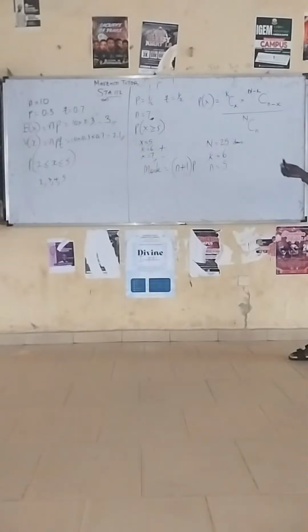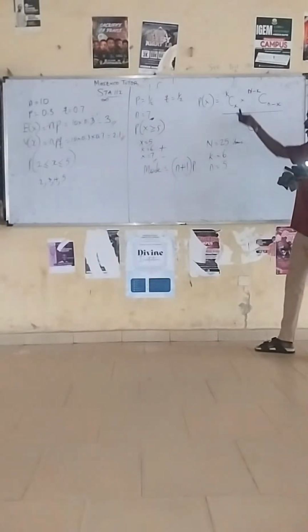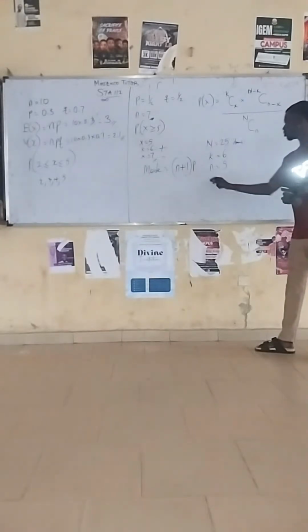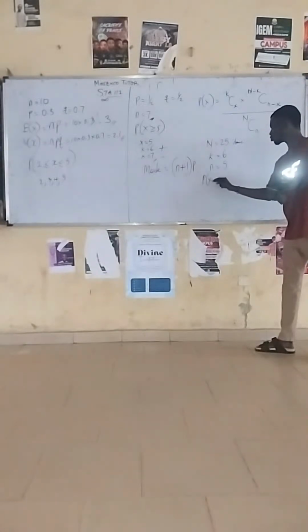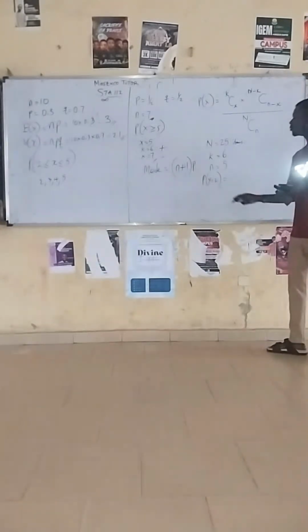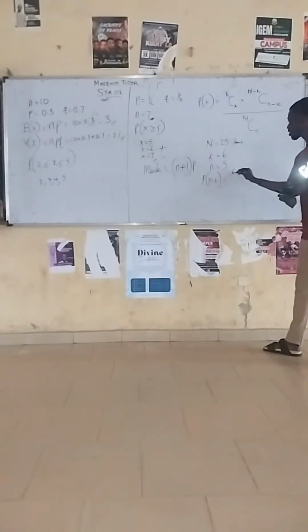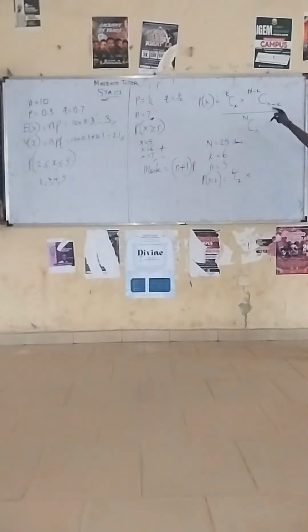Hypergeometric is always without replacement. Now let y be the number of defectives, like y instead of x now. We have to find the probability of y equals 2. If you use the formula, we are going to have k combination y, that's 6 combination 2, times N minus K, 25 minus 6.